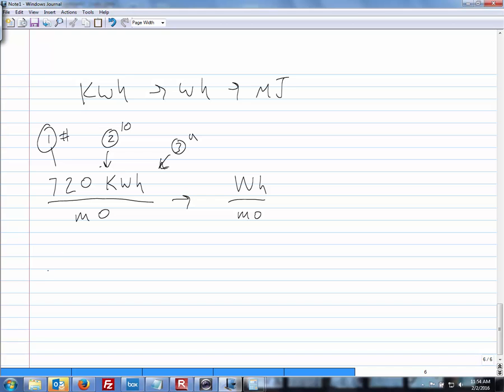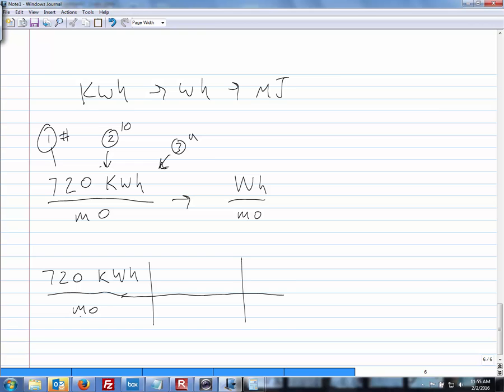So start out with 720 kilowatt hours per month. And the way I like to do this is with just little boxes. All I'm doing is multiplying and dividing. Stuff on the top gets multiplied, stuff on the bottom gets divided.